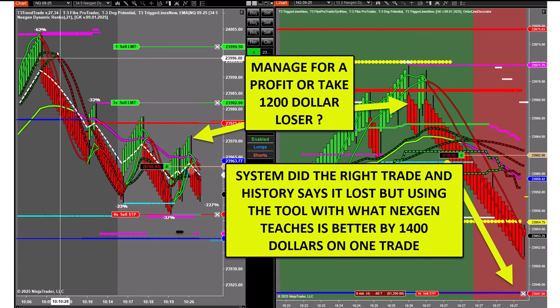This is what it looked like if you were still in your position and you left a crazy ATM strategy stop in there. You're not going to be feeling very good when you're down $700, and then maybe down $1,200 if it hits the ATM stop. So manage and make $400-500, or risk $1,200 to leave your stop way down low.